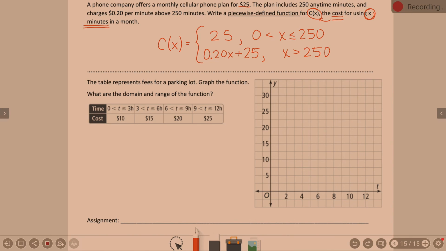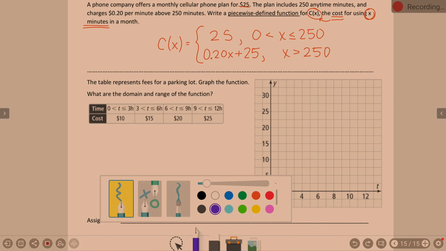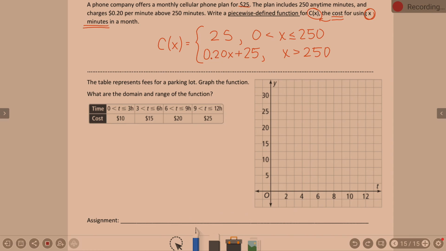Okay. Do you see how to graph it? What's the first piece here? From 0 to 3 hours, my cost is $10. How do I graph that? You go up to the 10. We go up to a 10, draw a circle, and then we go over 3. And then we put a colored circle.